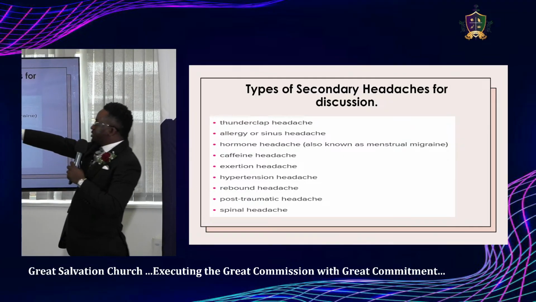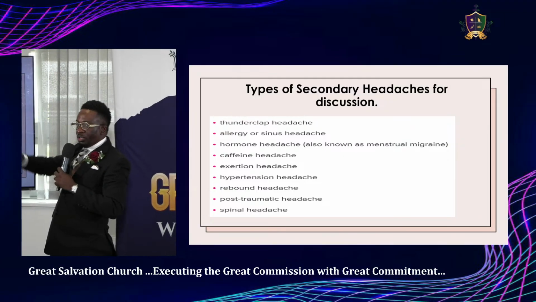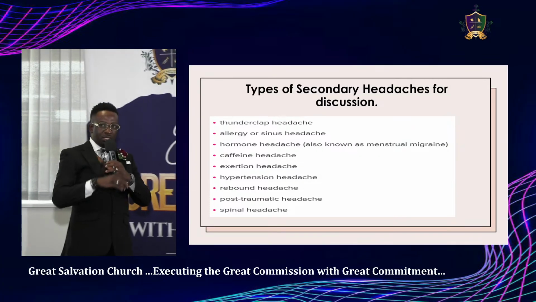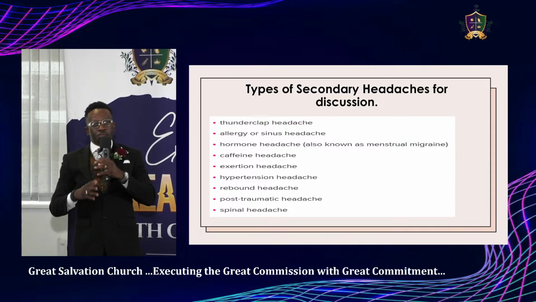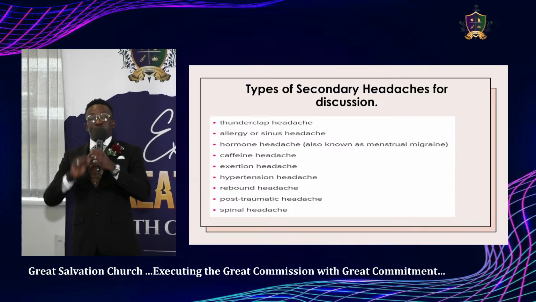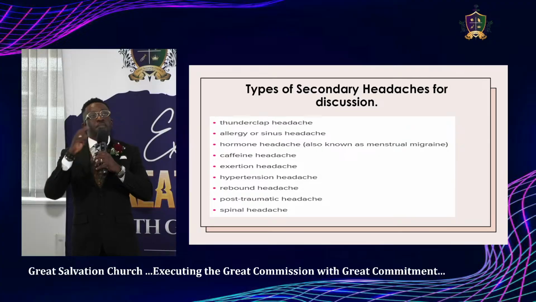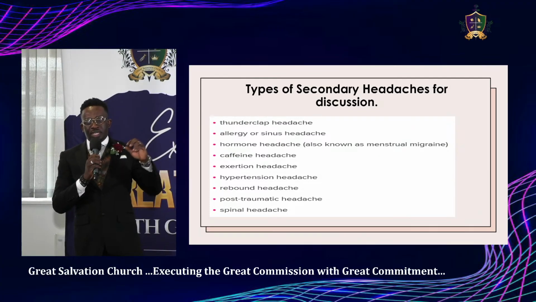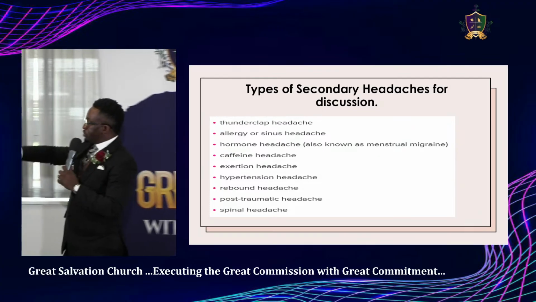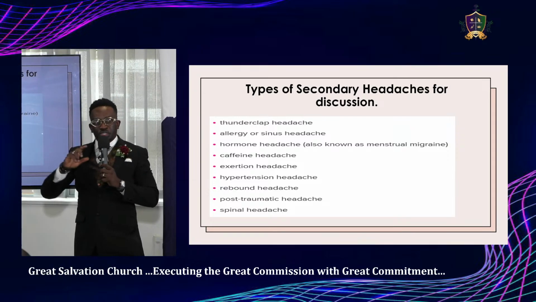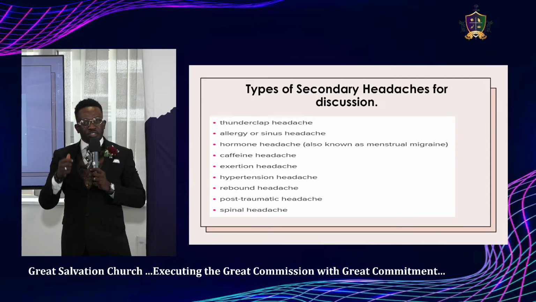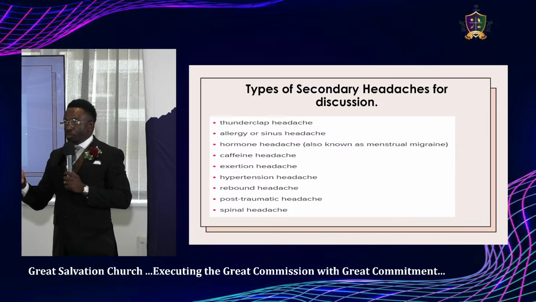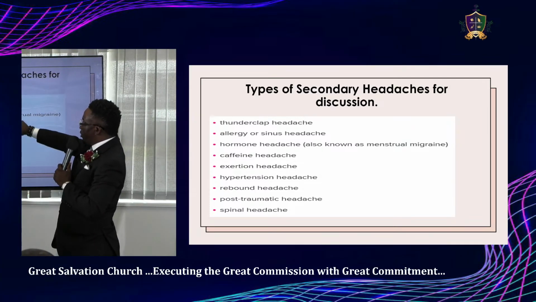Hormone headache. This is also called menstrual migraine. It happens from about the 3rd day before menstruation to about the 3rd day after menstruation. Some women experience it, maybe before ovulation. Some women tell you that they're experiencing headache. This is as a result of fluctuations in the estrogen level. So women of menstrual age, premenopausal and postmenopausal women, experience that type of headache.